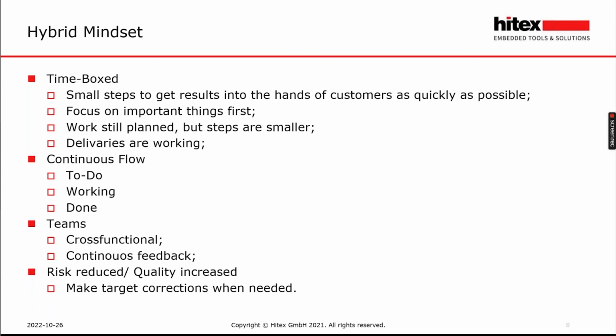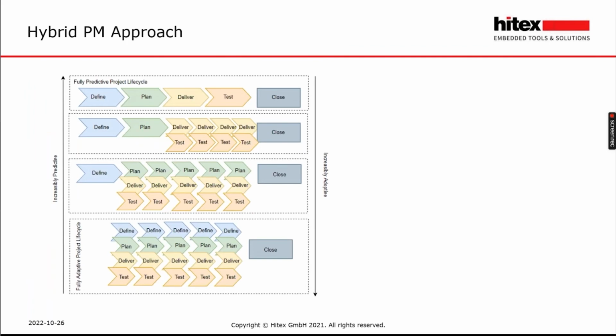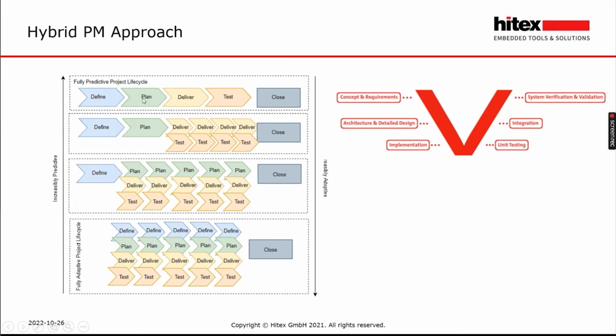So how does this work in project management approach? Above, we have a fully predictive project life cycle. So the classical project management, which starts with the V model, is define, plan, deliver, and test. And then we are done. What if you want to go to hybrid project management? I propose you make your deliver step in some iterations. So it means you make your deliver phase of the project time boxed. And after each delivery, you will make your test process and then you're done.